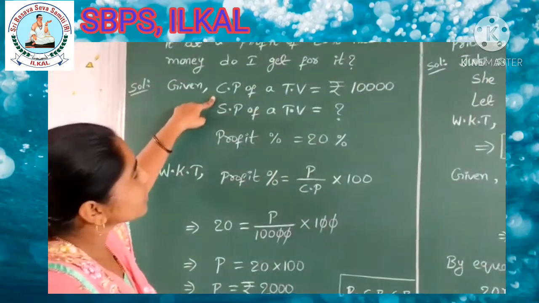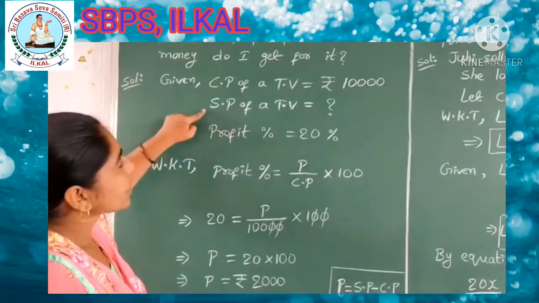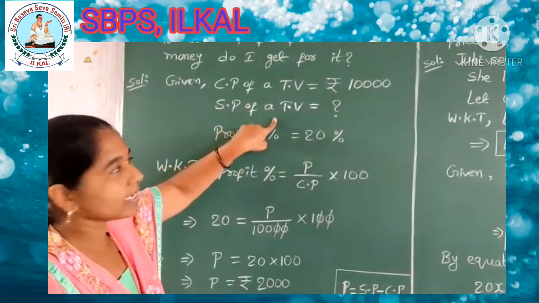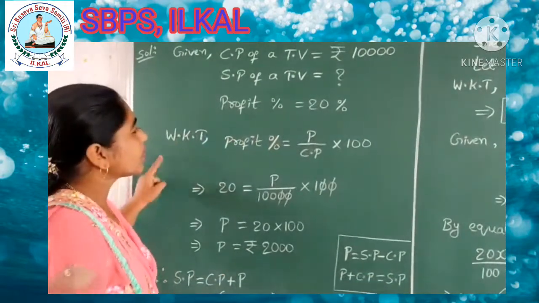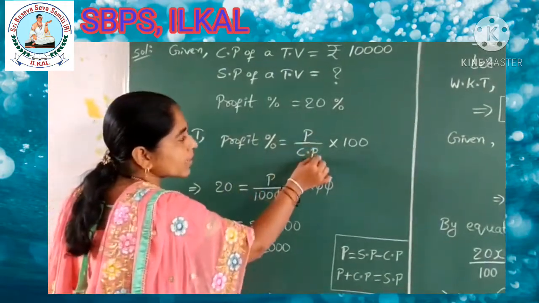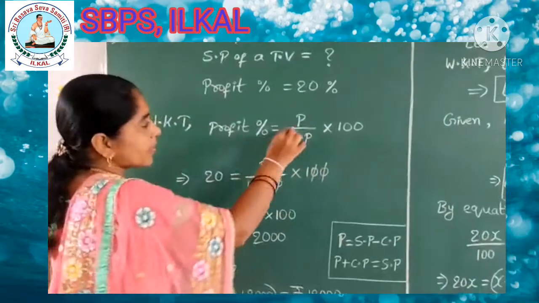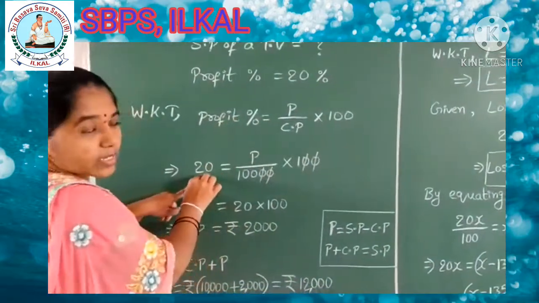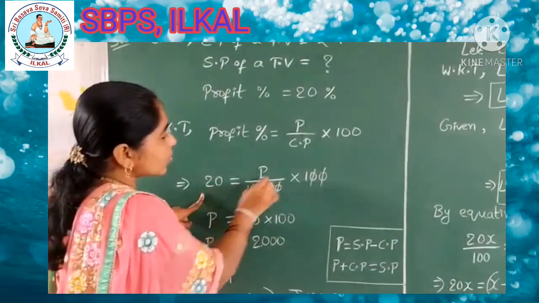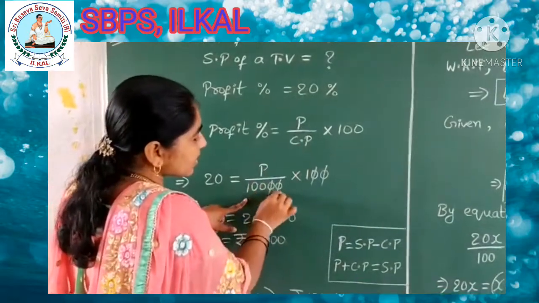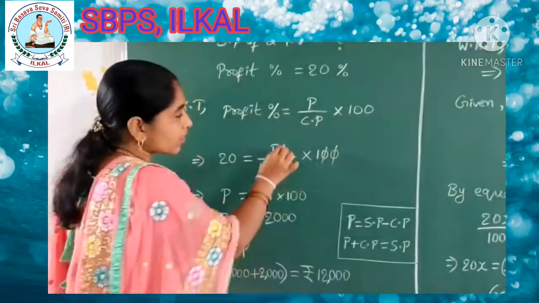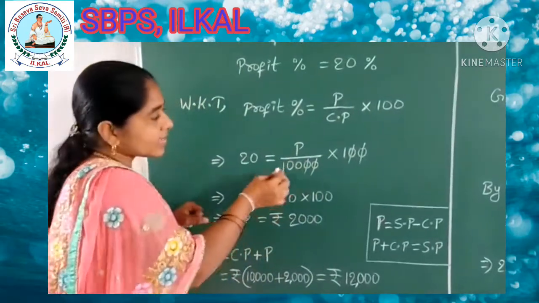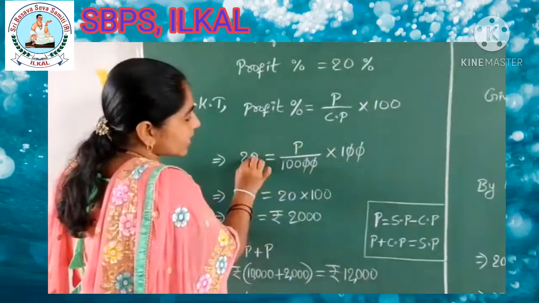Given cost price of a TV is equal to rupees 10,000. Selling price of the TV we have to find. Profit percent they gave is 20%. We know that profit percent is equal to profit by cost price into 100. Substituting, 20 is equal to P divided by cost price 10,000 into 100. If you strike out two zeros, P by 100 will remain. Then P is equal to 20 into 100.